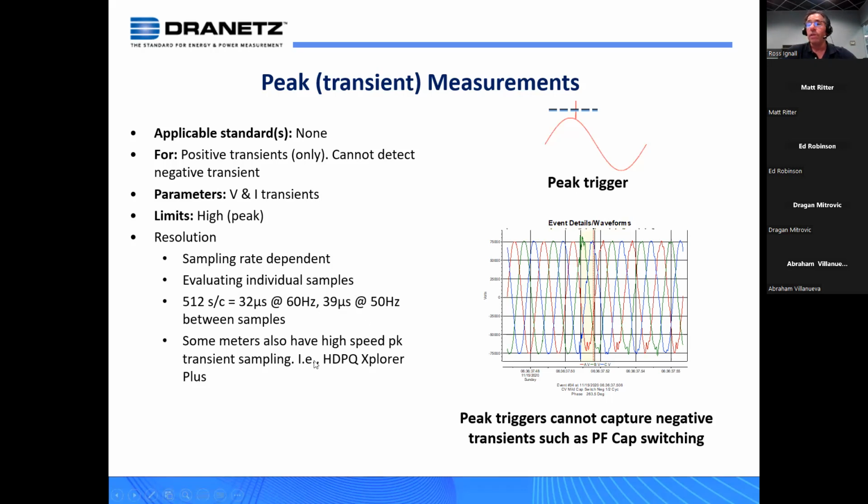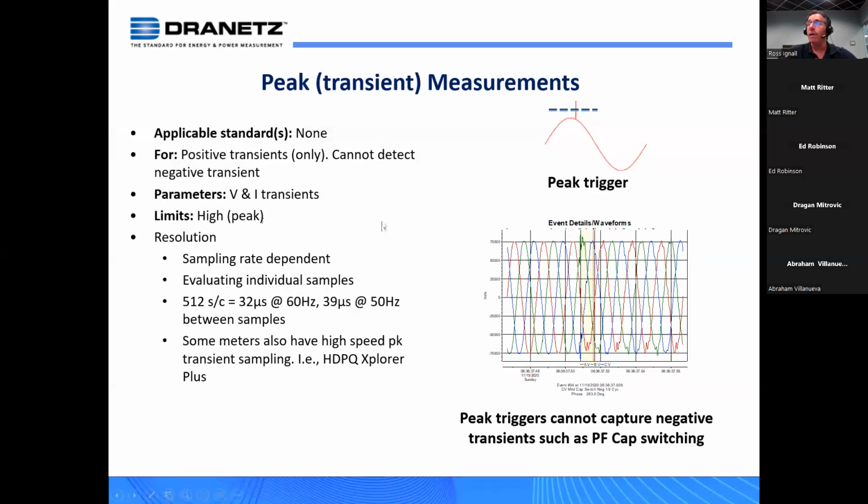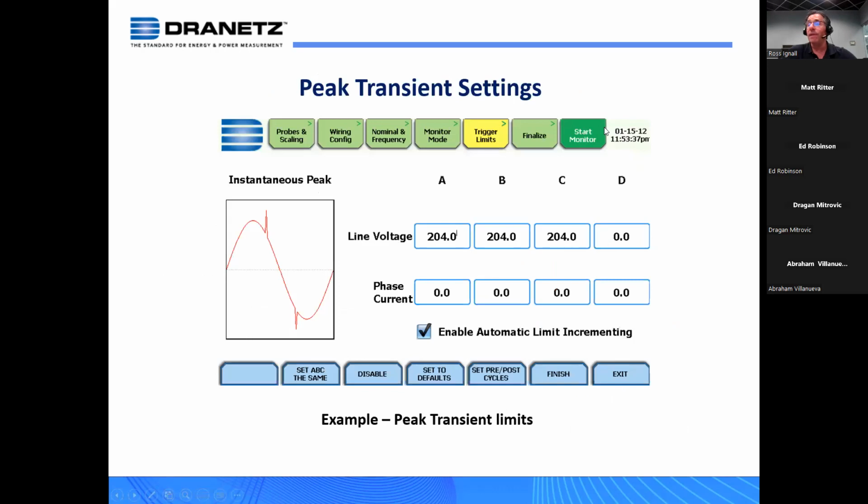All right. Some meters, again, also have high-speed peak transients, such as the Dranetz HDPQ Explorer. The setups are very similar, but again, the resolution is much higher. You can see here are the settings in the HDPQ Plus for the peak transients. Again, you're just looking to get a setting that exceeds the value of this peak here, as marked by this horizontal blue line here. So that's the method here.